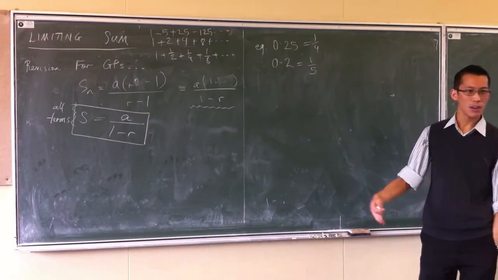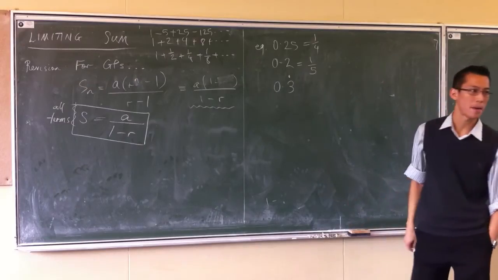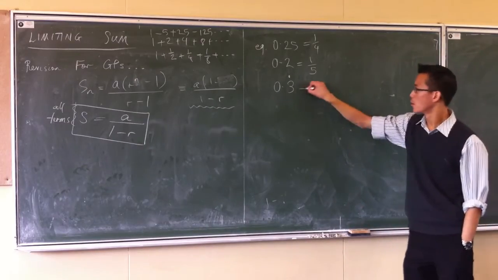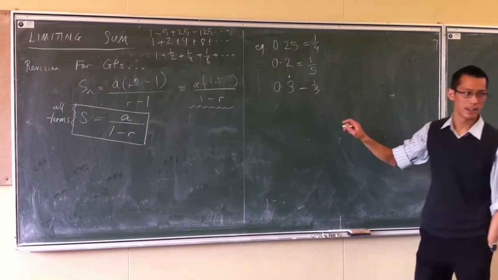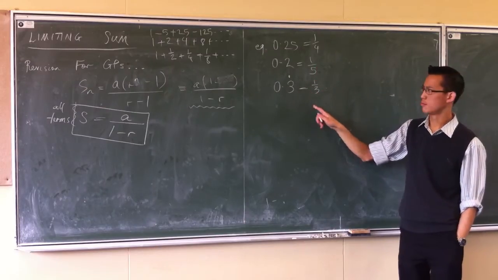Now, if I were to give you 0.3 and make it a repeater, so this is 0.3333, and I'm going on forever. What fraction is that equal to? A third, right? Now hold on a second. These we understand, but why is this the case? Why can't it go on forever?